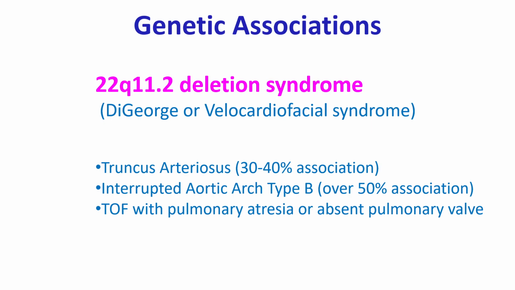Genetic associations. A hallmark of conotruncal anomalies is their strong association with 22q11.2 deletion syndrome, DiGeorge or velocardiofacial syndrome. Up to 15 to 20% of patients with conotruncal defects may have this microdeletion, particularly those with truncus arteriosus, interrupted arch type B, tetralogy of Fallot with pulmonary atresia, or absent pulmonary valve.